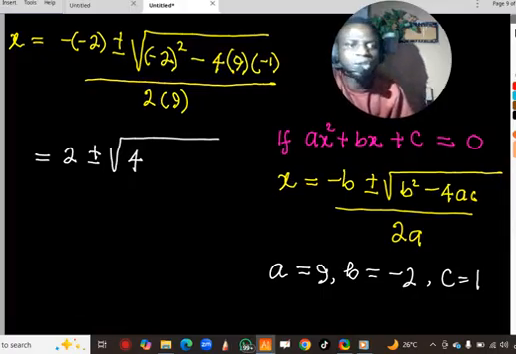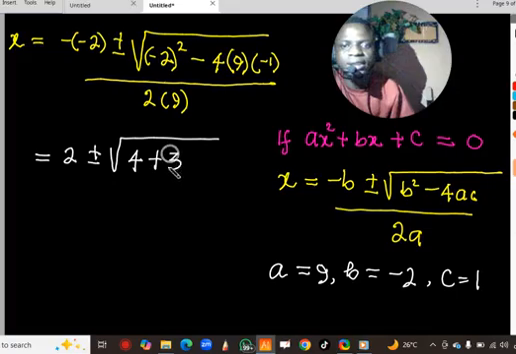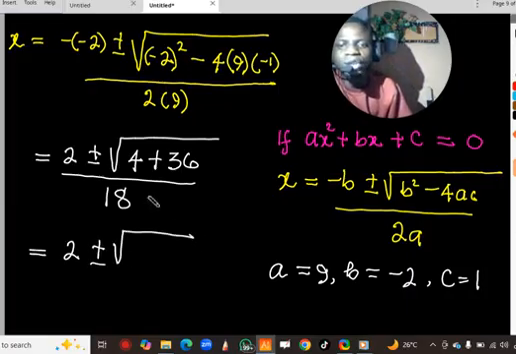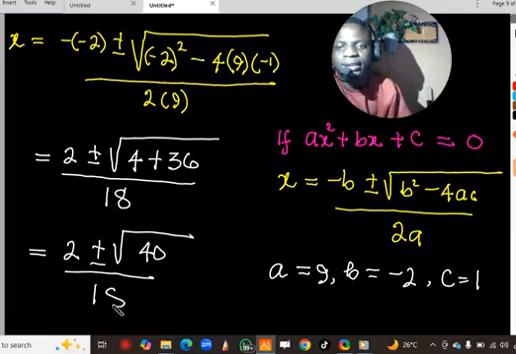So plus 36, all divided by 2 times 9, which is 18. All right, so we can have this to be equal to 2 plus or minus, of course 4 plus 36 is just 40, all divided by 18.